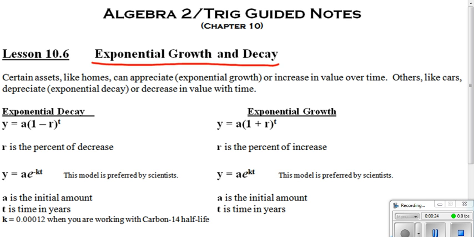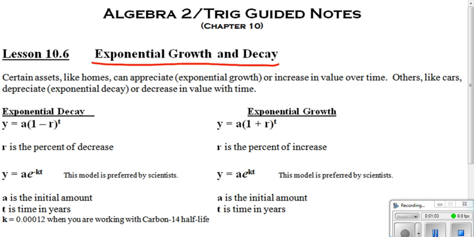So, in general, in a real life situation, certain assets like homes, so your home, would appreciate in value. Appreciate means its value increases over time. Your home is worth more today than it was 10 years ago, in general. Other things like cars depreciate in value. So that's exponential decay, which means over time, cars will decrease in value. If you've got a car that's 5 years old, it's worth less now than it was 5 years ago. New cars are worth more than used cars. That's not anything new. We should all already get that.